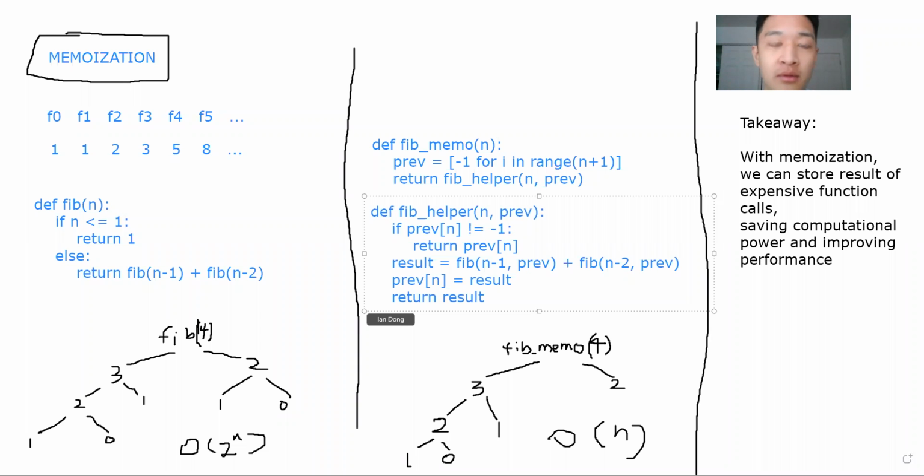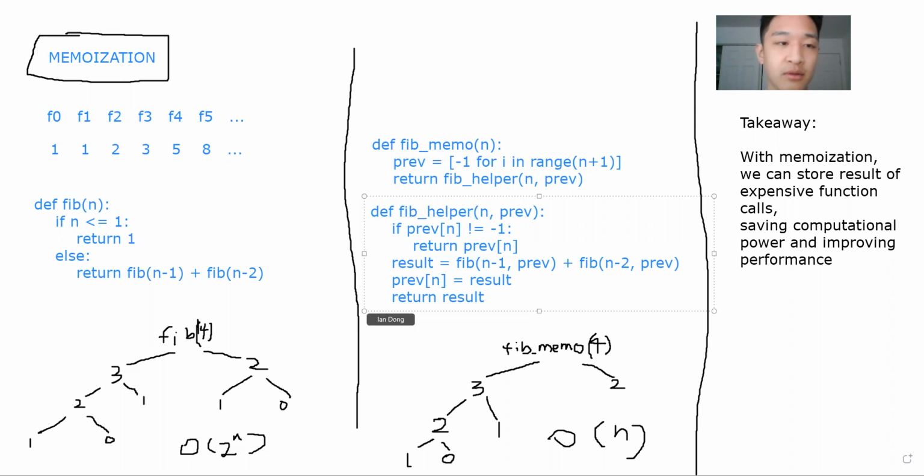Hi, so today I want to talk about memoization. Memoization is a concept that if you're doing expensive function calls, you can store the results of those calls, and then when you later need to make those calls again for the same parameters, you can just fetch the stored results and you don't have to recall the function. This basically saves computational power and saves time.